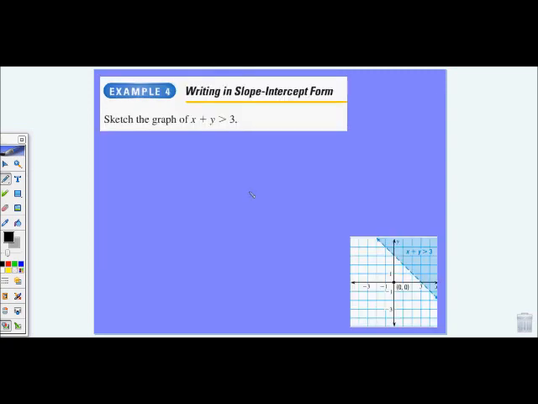So example 4 would leave us with writing it in slope-intercept form. The equation right now is in standard form. We want to switch it to slope-intercept form so it's easier for us to graph. So slope-intercept, I'll rewrite it here. Again, I'm writing with my finger, so be nice to me. y equals mx plus b. b is the constant term, and y and x can have coefficients.